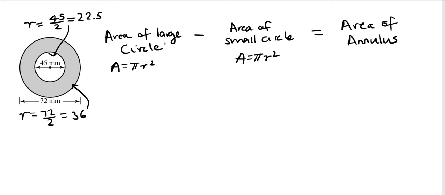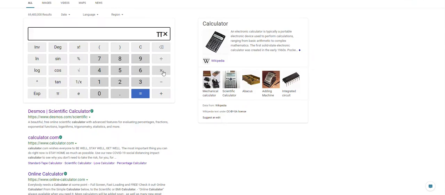So with the large circle, area will be equal to pi times 36 squared. Now we can just enter this straight into our calculator. So pi times 36. Now there's my power button on this calculator. So power button, squared, so power 2. And I get this.